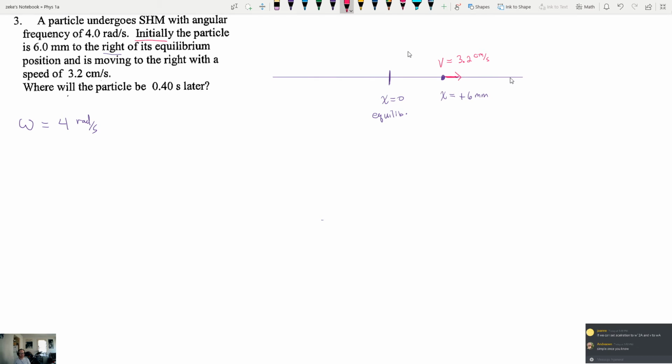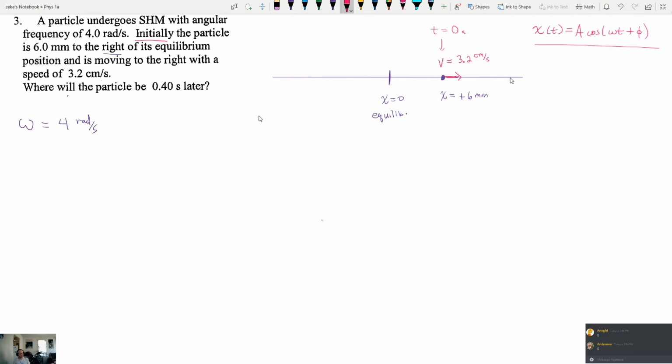Where will the particle be 0.4 seconds later? Well, answering that question is going to be very difficult before we know more about the motion of this object, before we know, really, what the equation of motion is for this object. That is to say, this thing. Right? If we knew this right here, and it says initially, right? So what's the time for this point right here? What's t equal to right here? 0. Yep.